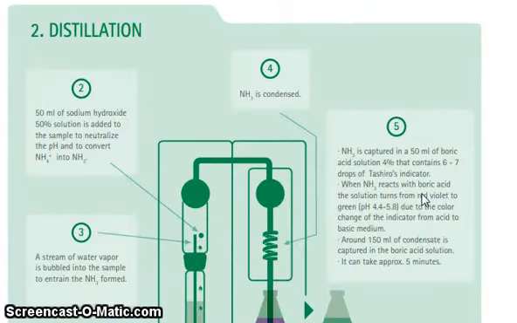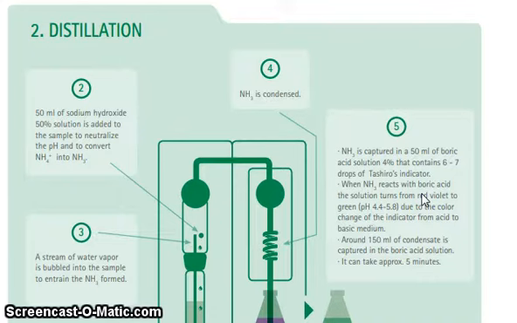Now the distillation. 50 ml of 50% sodium hydroxide solution is added to the sample to neutralize the pH and to convert ammonium into ammonia. Then a stream of water vapor is bubbled into the sample to entrain the ammonia. Now NH3 is condensed, and NH3 is captured in 50 ml of 4% boric acid solution that contains 6 to 7 drops of Tashiro indicator.